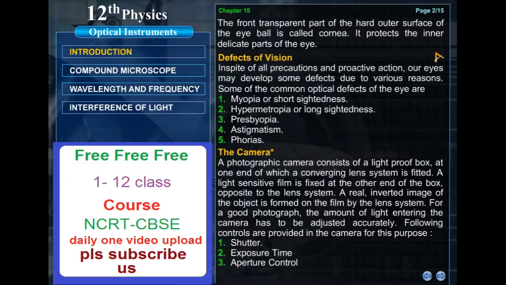The front transparent part of the hard outer surface of the eyeball is called the cornea. It protects the inner delicate parts of the eye.